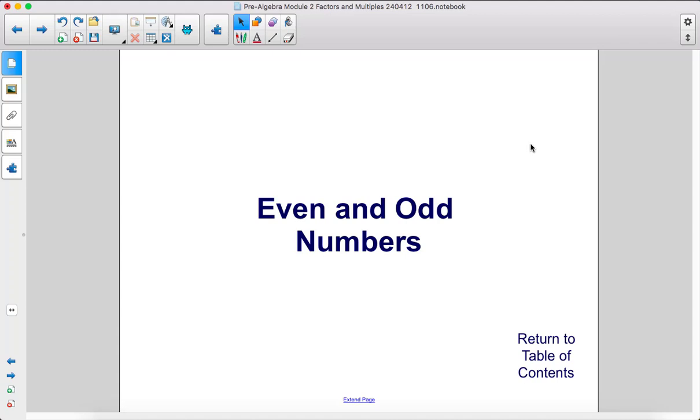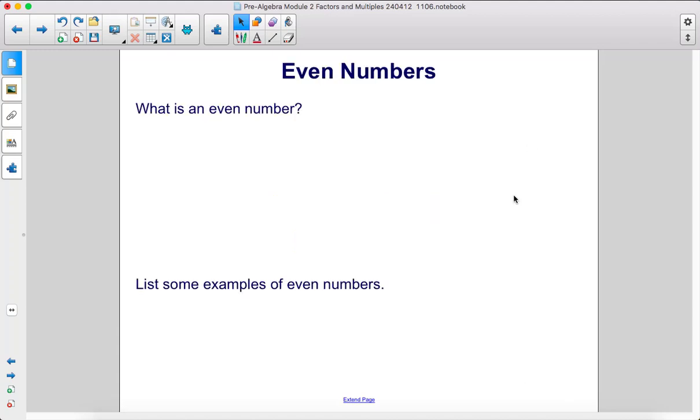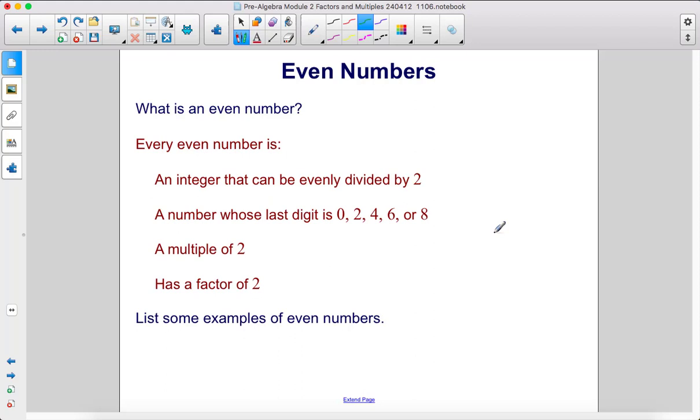Even and odd numbers. What is an even number? Every even number is an integer that can be evenly divided by 2, a number whose last digit is 0, 2, 4, 6, or 8, a multiple of 2, and has a factor of 2. List some examples of even numbers.